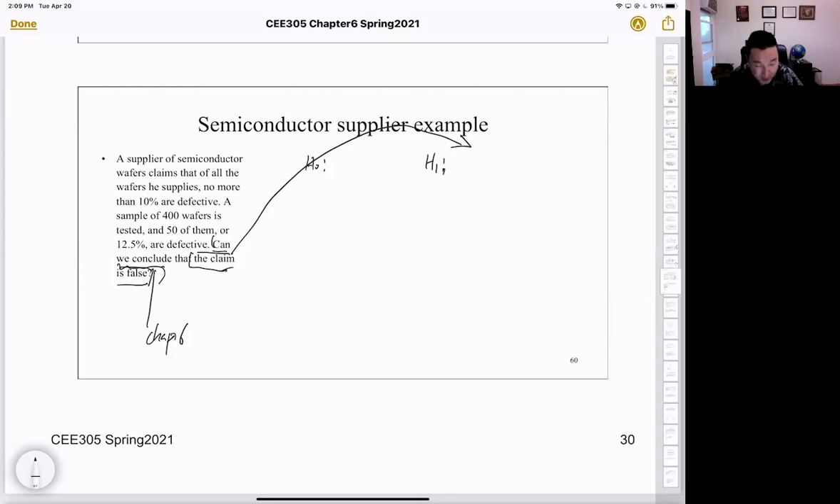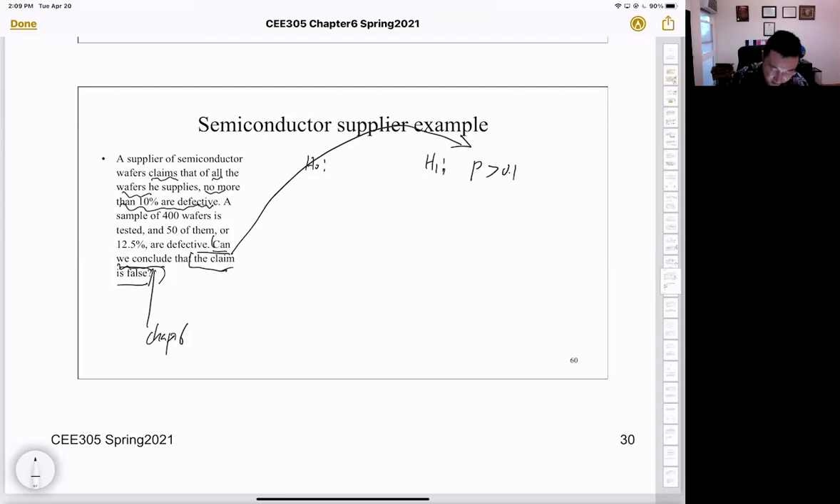Okay, then let's look at what is the claim. So the claim is that all of the waffle, no more than 10% are defective. So no more than 10% are defective is the claim. Then the claim is false means the p-value will be more than 10%, more than 0.1, right?